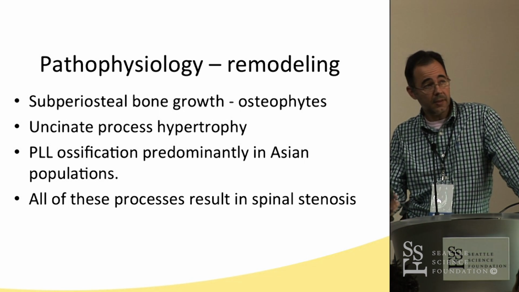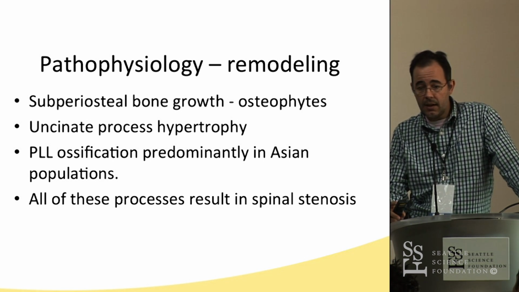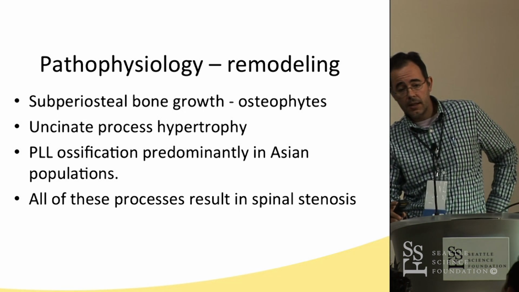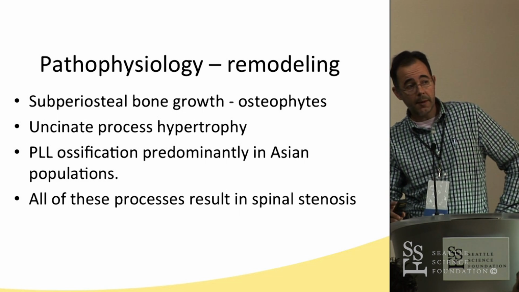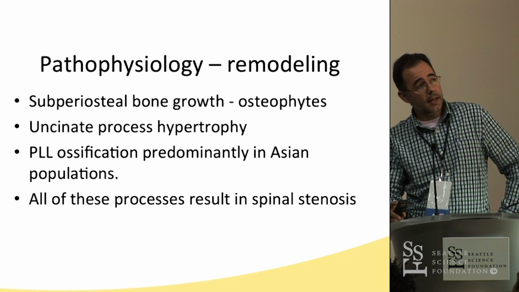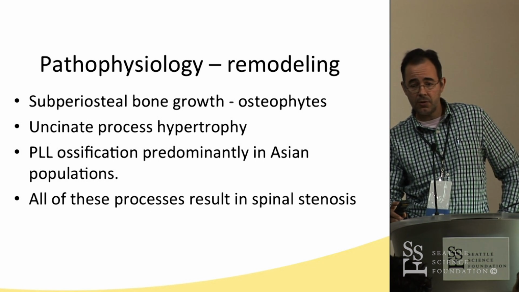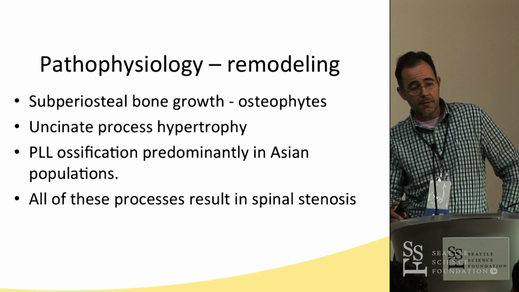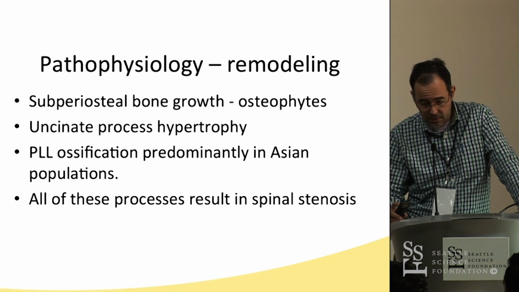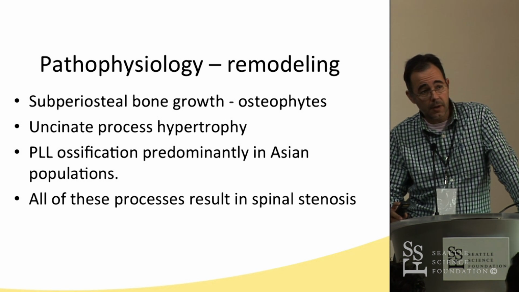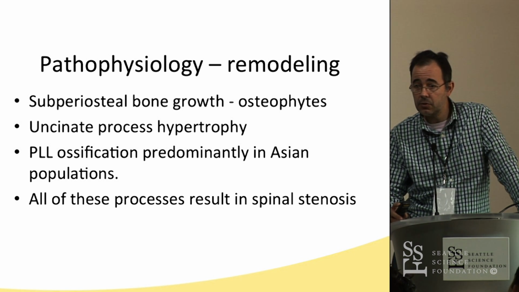This mechanical stress leads to osteophytes, and the uncinate process, which is very often the culprit for the development of foraminal stenosis. The uncinate process hypertrophies, and this needs to be addressed surgically. Furthermore, you can also develop ossification of the posterior longitudinal ligament, which is a common culprit of cord compression from the front. And so all of these things can lead to spinal stenosis.